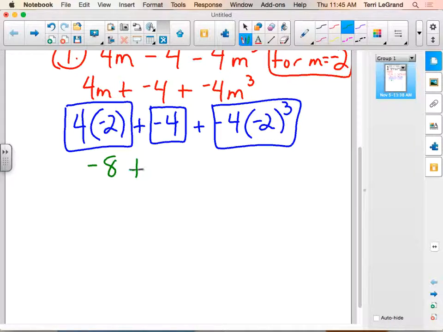Bring down our addition sign. Negative 4, don't need to do anything with that. Okay, be really careful here. Go back to your data bank that says, what do I do in order of operations? You're going to multiply the parentheses first. Okay, what do you mean by multiply the parentheses first? Multiply negative 4 times negative 2, and then take negative 8.